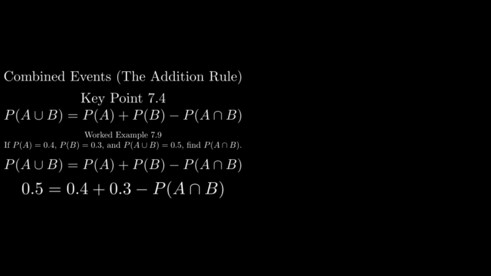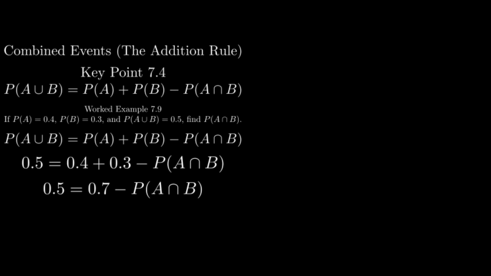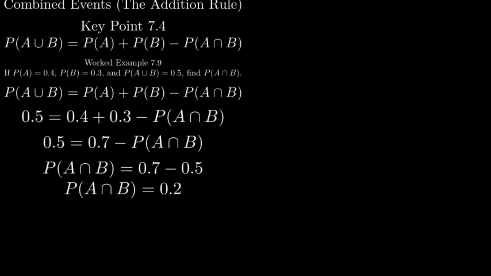Let's simplify the right side. 0.4 plus 0.3 is 0.7, so 0.5 equals 0.7 minus the probability of the intersection. Now we just need to rearrange the equation to solve for P of A intersect B. We can add P of A intersect B to both sides and subtract 0.5 from both sides. This gives us P of A intersect B equals 0.7 minus 0.5, which is 0.2. So the probability of both events A and B occurring is 0.2. This demonstrates how the addition rule connects the probabilities of individual events, their union, and their intersection, allowing us to find any one of these if we know the others.